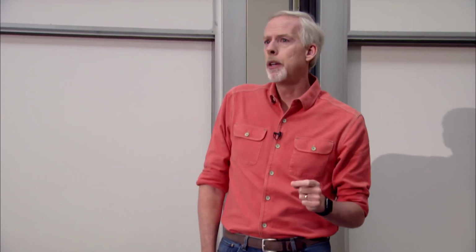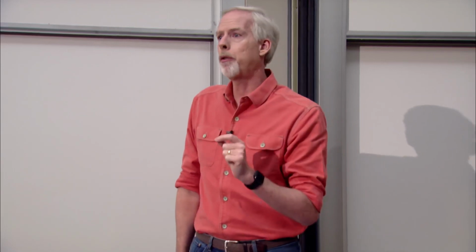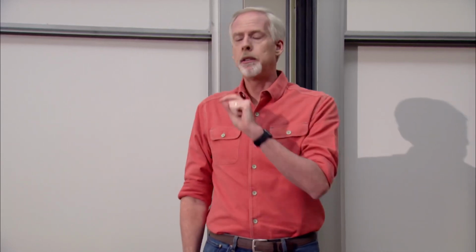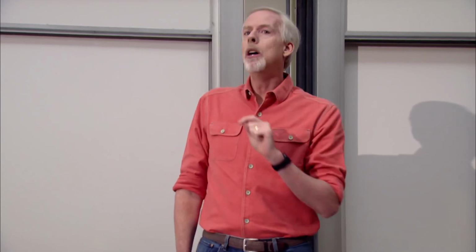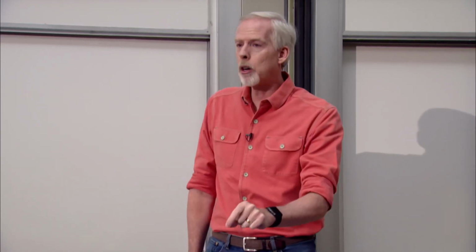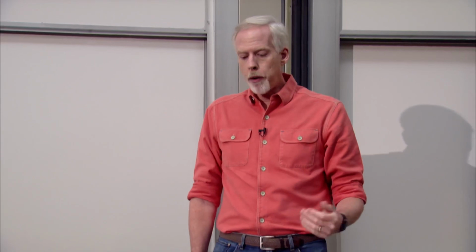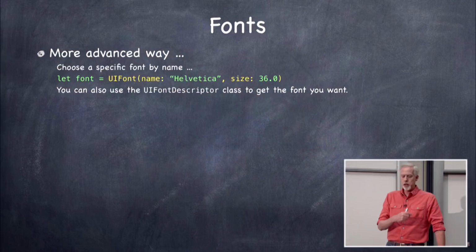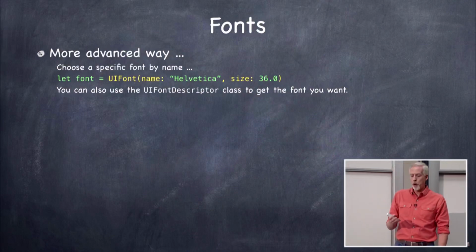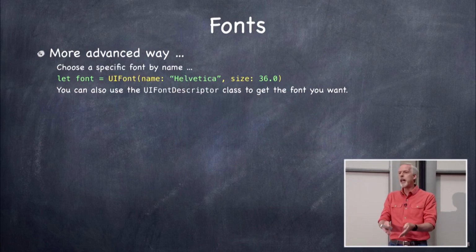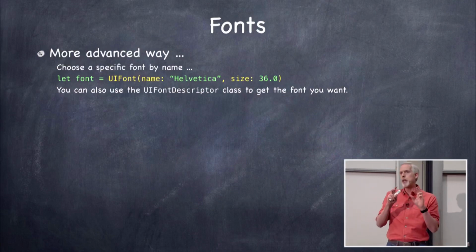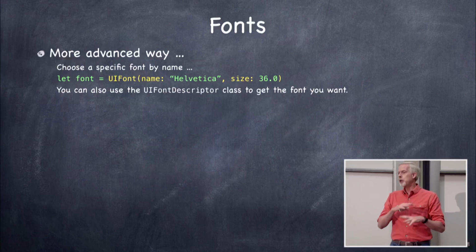Now, what if you want to use some other font, some special font that's maybe part of your marketing or whatever, or you want it to be bigger, or smaller, I guess, than the standard size font that comes with a certain preferred font? Well, UIFont does have a way to create a font by name. Like if you want Helvetica 36 point, you can say UIFont, name Helvetica, size 36. And there's also a class called UIFontDescriptor that has a lot of cool ways where you can take a font and say, give me the bold version of this, give me the italic version, all that stuff. So you can get your font this way.